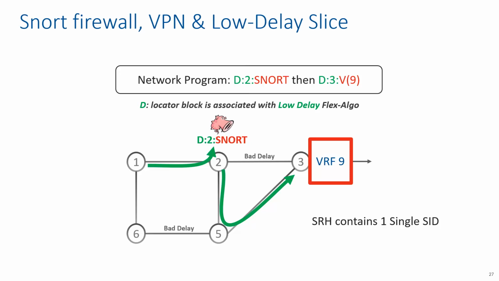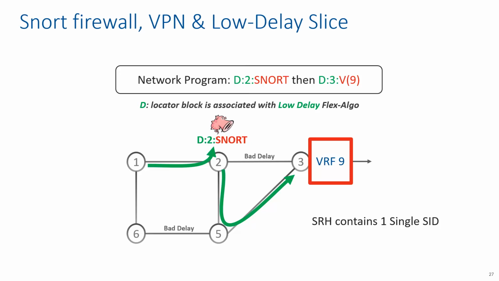And so when the ingress PE receives the customer packet and maps it to its policy, it is going to encapsulate the customer packet in another header where the destination address will hold the first instruction, which is D2 Snort, and there will be a segment routing extension header with one additional instruction that is D3v9. The packet will be sent along the shortest path to D2, which is the low delay slice to node 2.